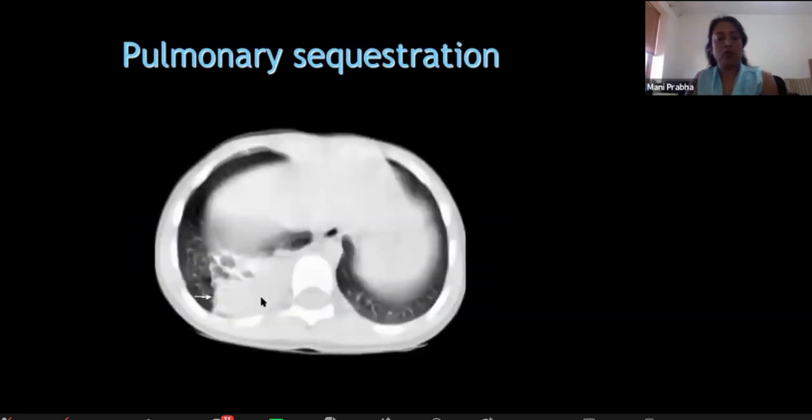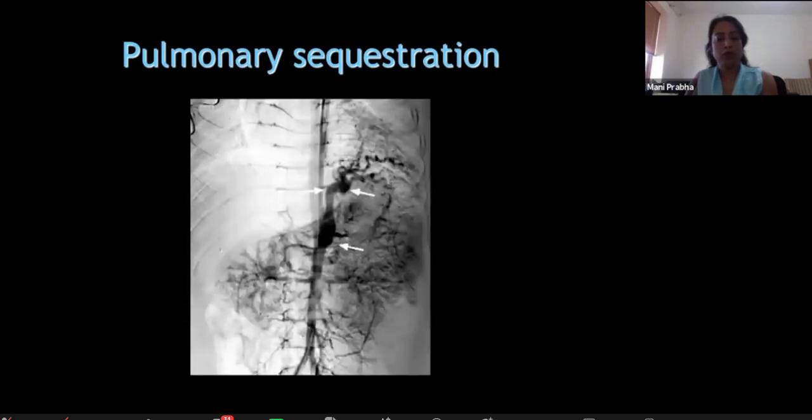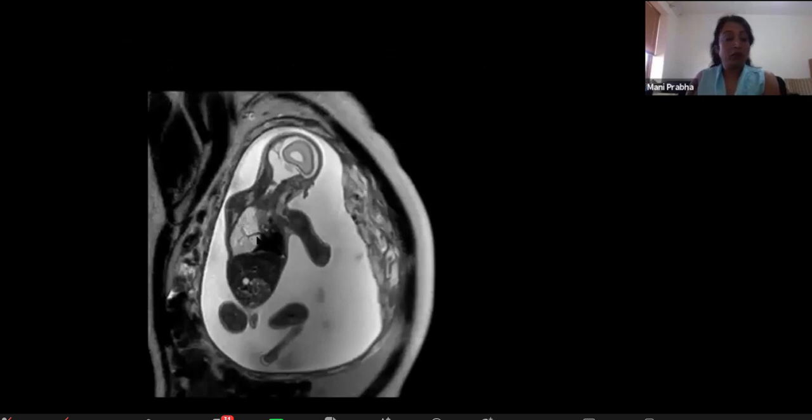So that's what you see on CT, that there is consolidation of the lower lobe. And that's what you see on an angiogram, that there is a systemic supply to a part of the lung. And you can detect it even on fetal MR. You can see a vascular vessel going into the lung. And sometimes there is an overlap of these abnormalities. Sequestration can be associated with CCAM, which was probably happening in this case because this lobe is quite expanded. So sequestration can be associated with CCAM in some cases.